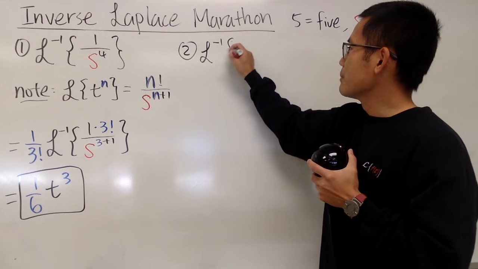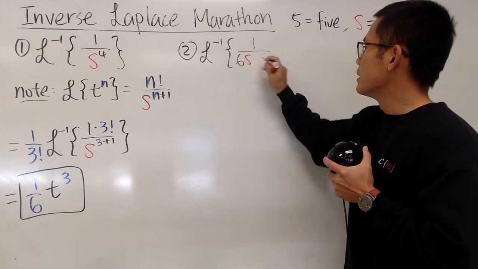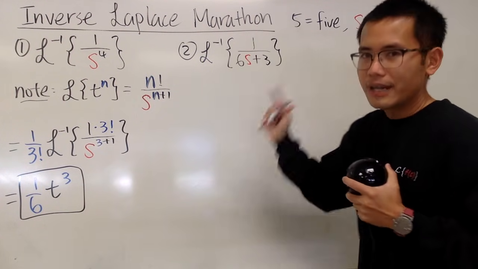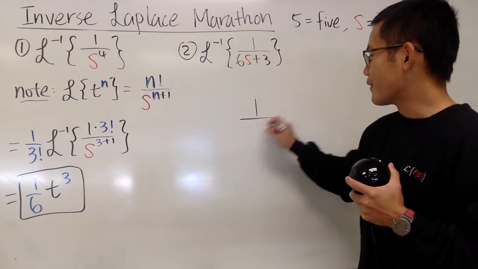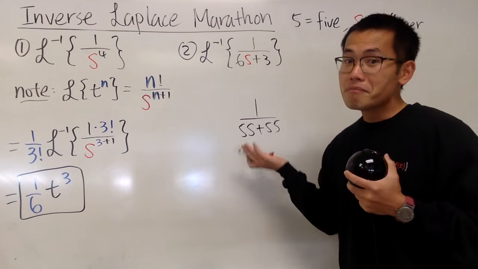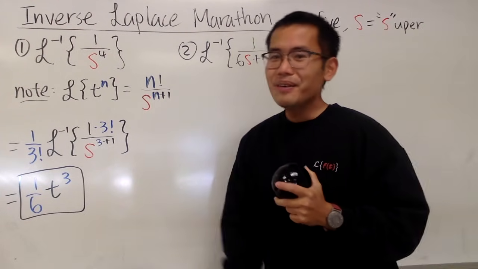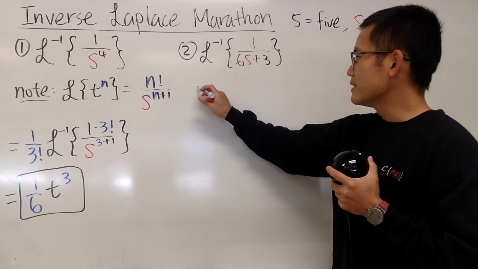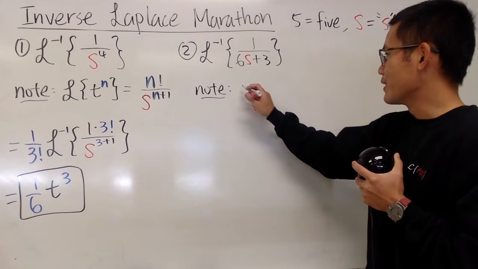Now, second one. Here we have the inverse Laplace, and we have 1 over 6s plus 3. In my opinion, it's really evil if you assign a question like 1 over 5s plus 55 or something like that. See? Anyway, I'll stop complaining. Okay, so for this one, we have to use a different one. Well, here is the deal. I will just recall all the things that we did from the previous video for you guys.